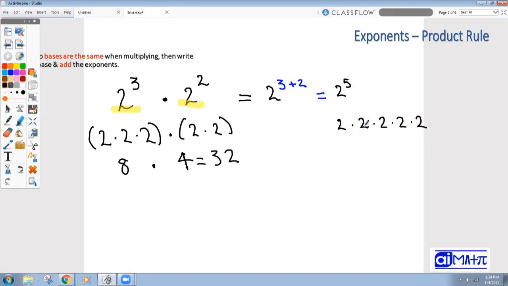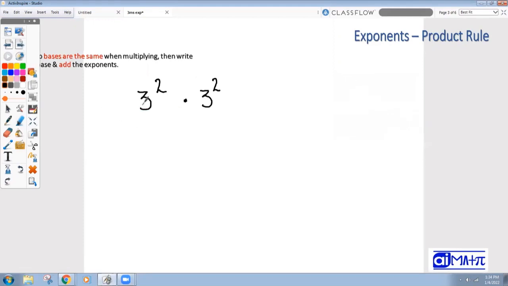2 times 2 is 4. 4 times 2 is 8. 8 times 2 is 16. And 16 times 2 is equal to 32. So either way, I would come out with the same thing. It's just a shortened version. And you can do this with any base. The bases just have to be the same.